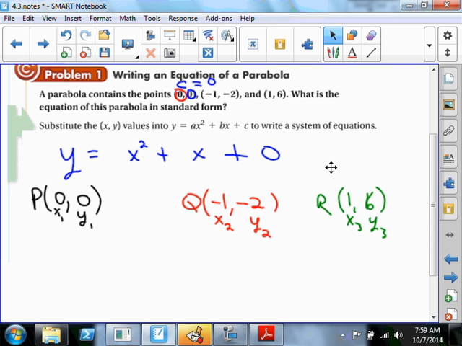Now, there's a great bit of information there. It says, let's substitute x and y values into standard form to write a system of equations. Does that mean we're going to get two 10s and two 12s in a capacitor and throw it in the trunk? No, that's not what we're talking about.